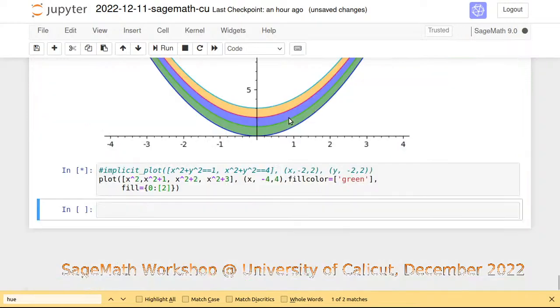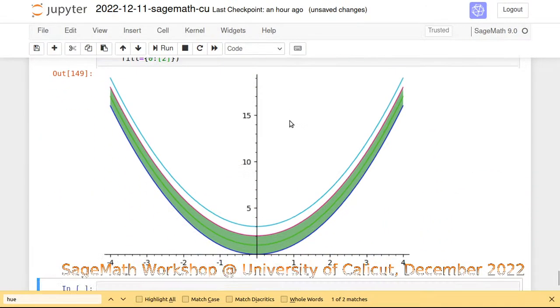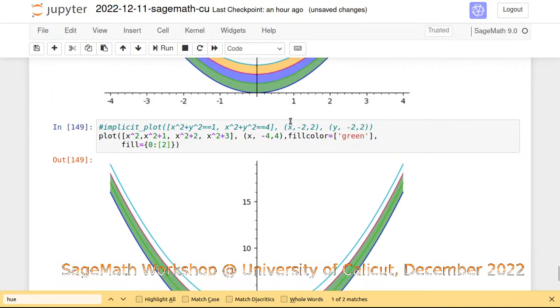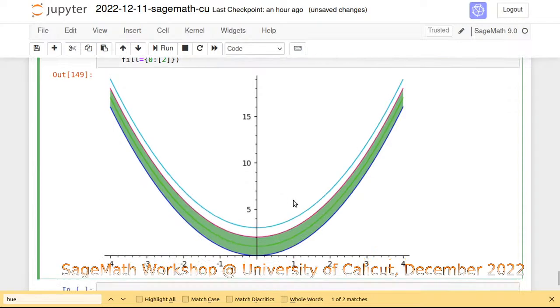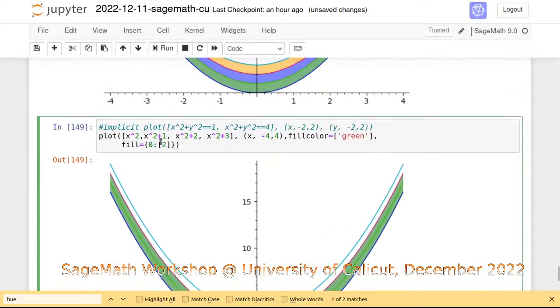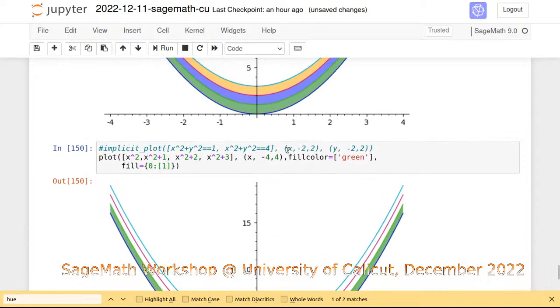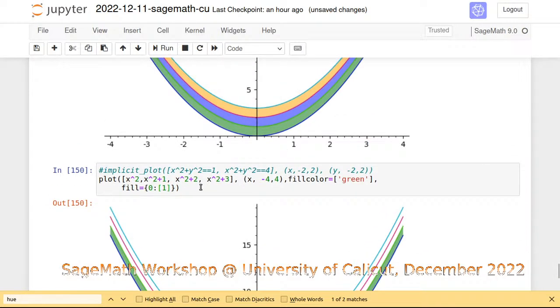So if I give 0 to 2, then how many curves are there? 0, 1, 2, 3, 4. Yes, that's happening. So 2 curves have been filled. 0 to 1 it's smaller. Okay, so this is how we can fill between curves, right?